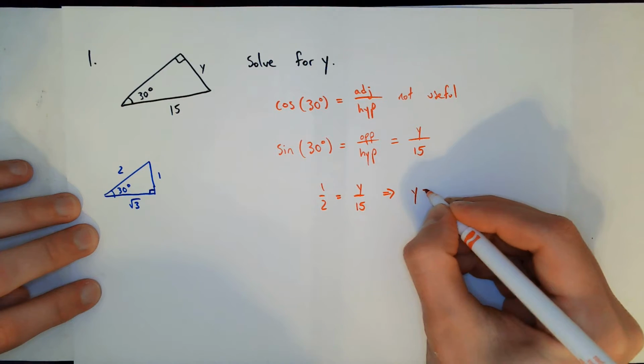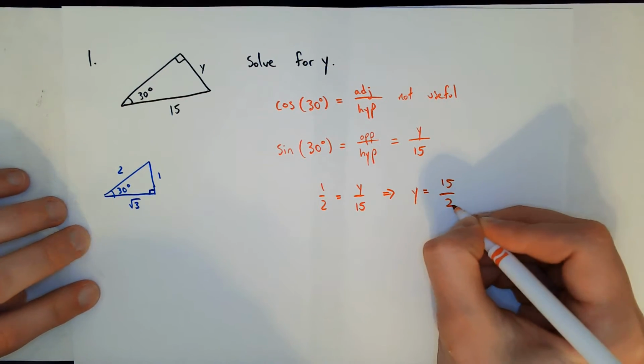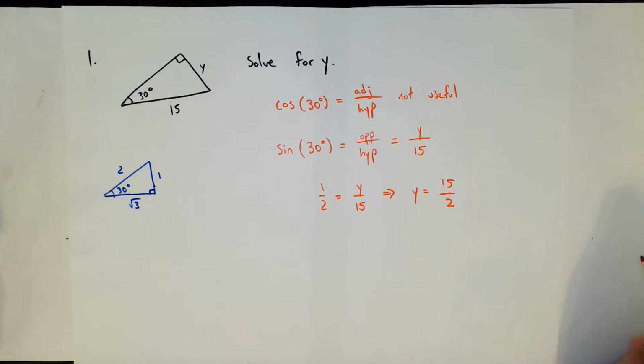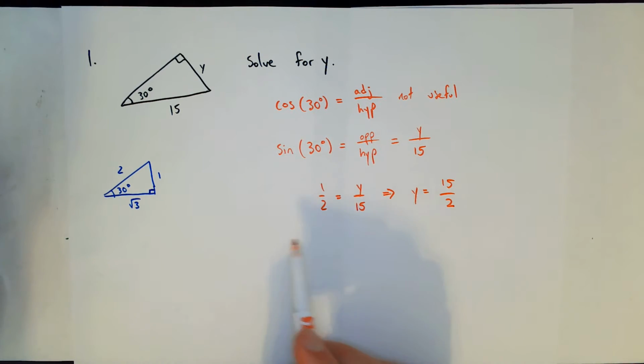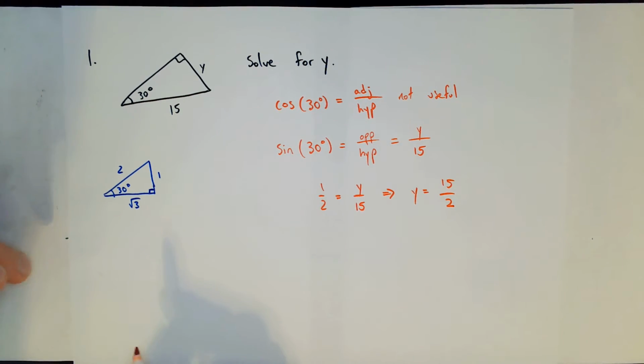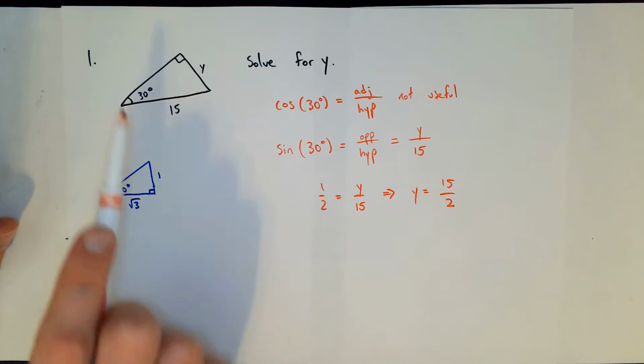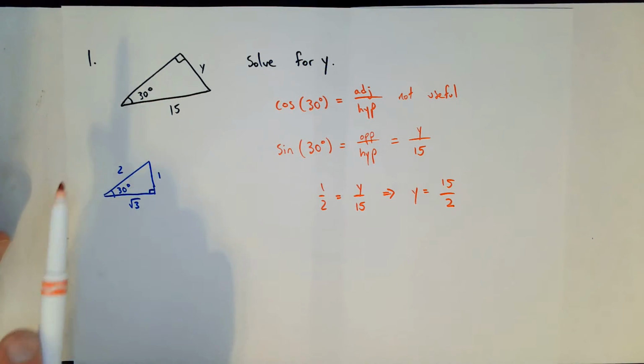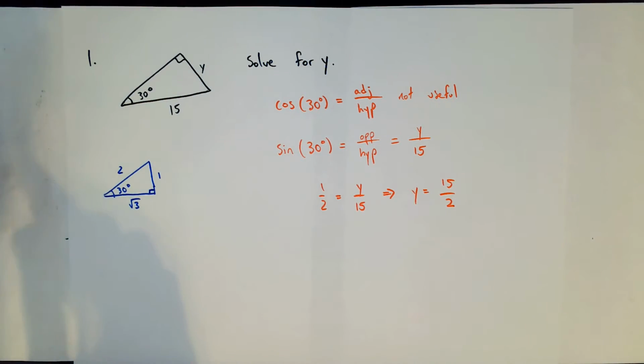So y is going to be equal to 15 over 2, just by solving a little bit of algebra, proportions, right? Y is equal to 15 over 2. Okay, so know how to solve a triangle like this with special angles. A right triangle with special angles, know how to solve for the missing side.